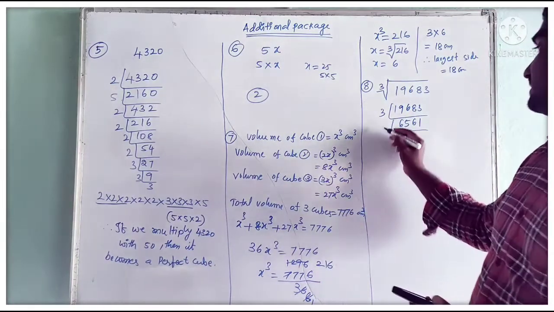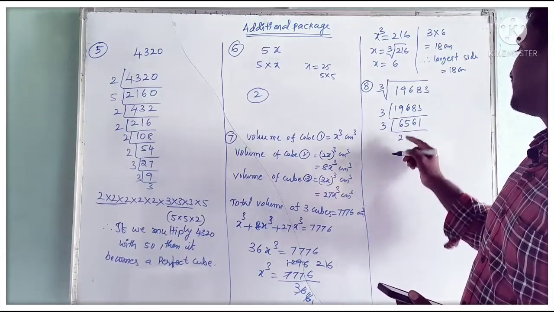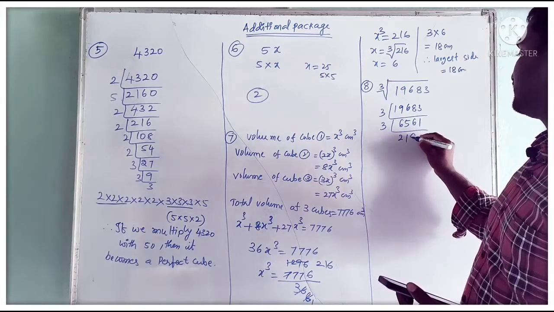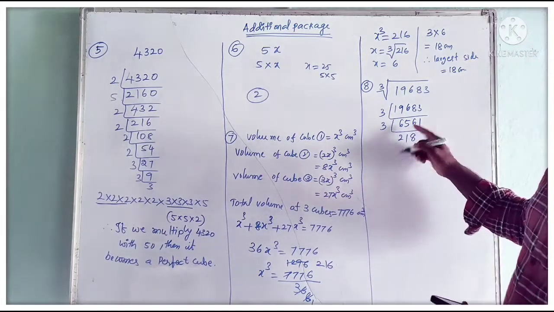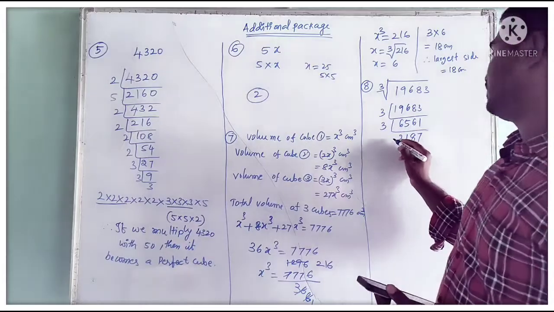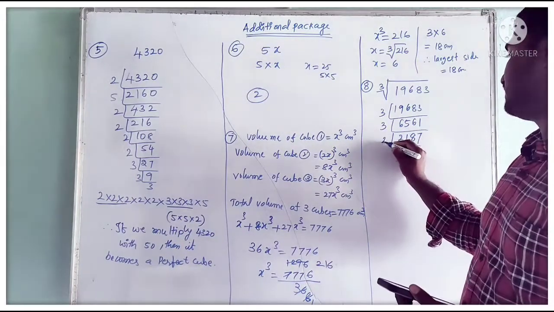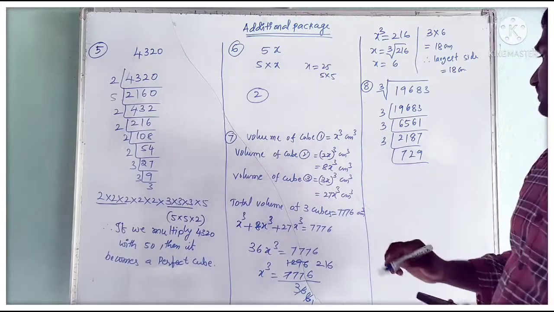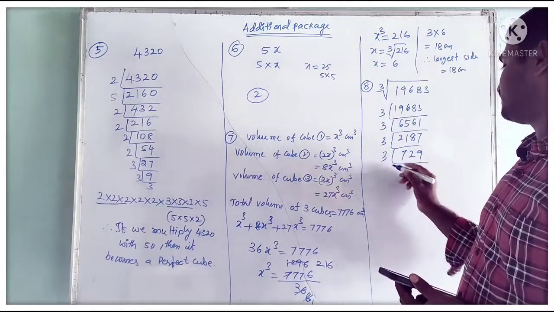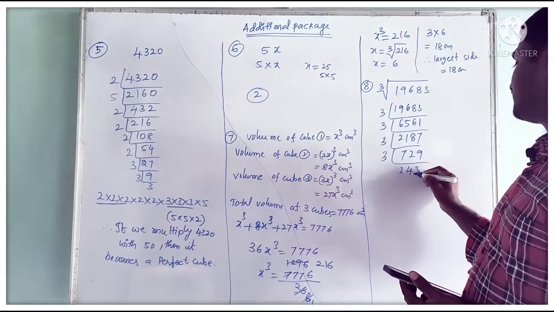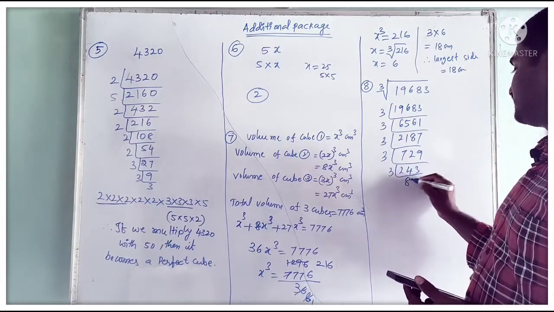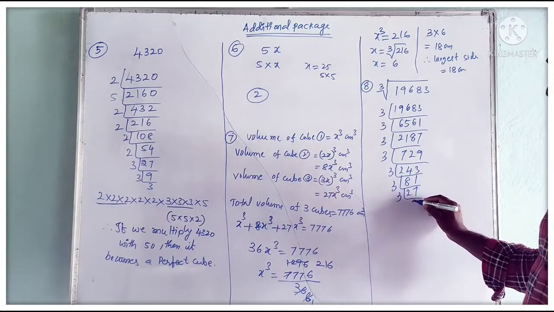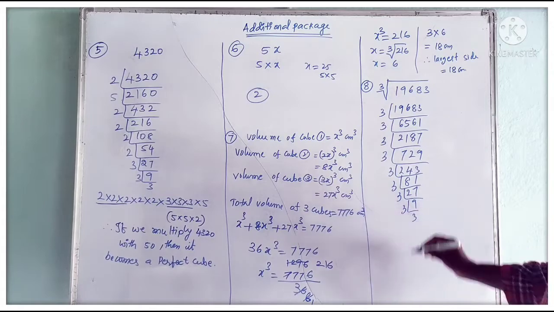Again you can divide in the 3 table. 3 2s are 6, 3 1s are 3, 3 8s are 24, 3 7s are 21. Again you can divide in the same 3 table. 3 7s are 21, 3 2s are 6, 3 9s are 27. Next, you can take the 3 table. 3 243s are, 3 81s are, 3 27s are, 3 9s are, 3 3s are.